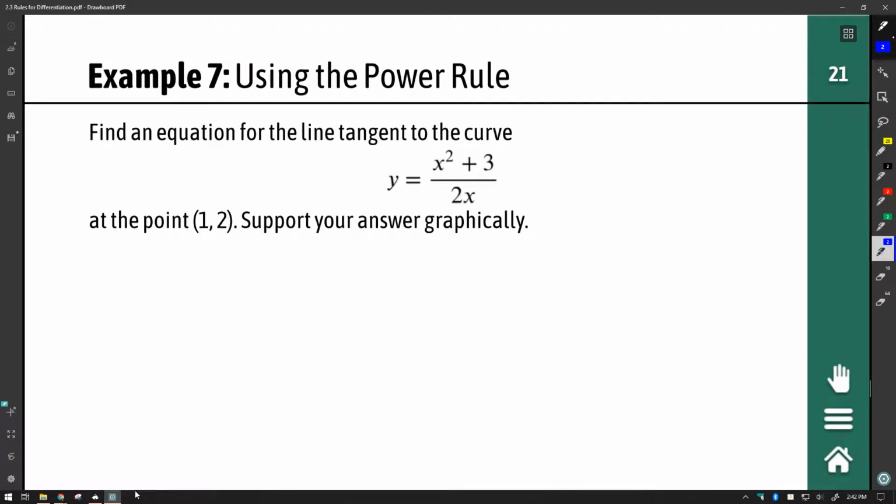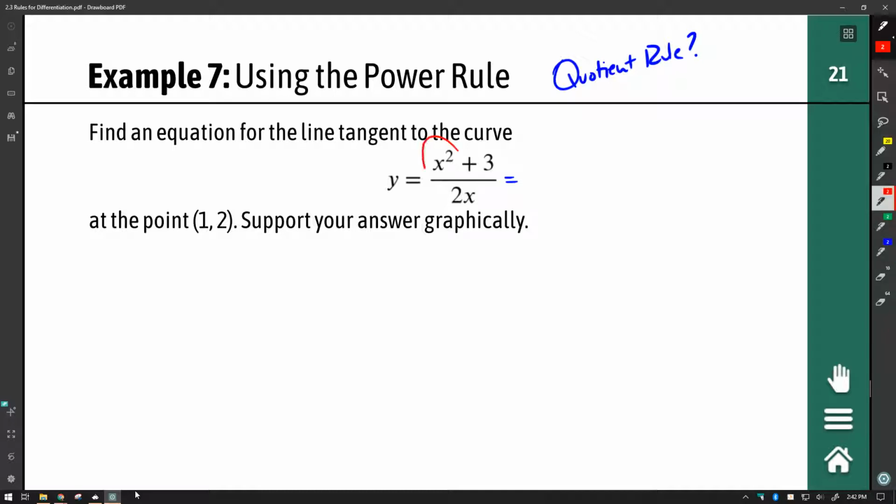So let's see that in an example. Find an equation for the line tangent to the curve of y equals (x squared plus 3) all over 2x. Now, we could use the quotient rule here, but I'm going to argue that we probably shouldn't, because the quotient rule, well, number one, it's a little more complex than other rules we have, such as power or product, and this function can be rewritten.